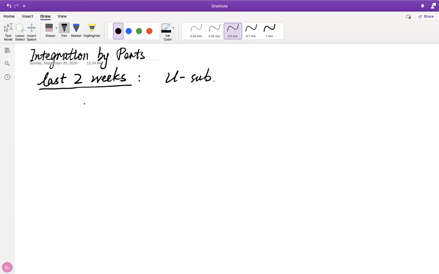For the last 2 weeks, we've been practicing a technique called u substitution. It's a very good technique and it allows us to solve integrals of the form natural log of x over x. However, it cannot solve integrals as simple as the natural log of x. So how can we solve something like this?